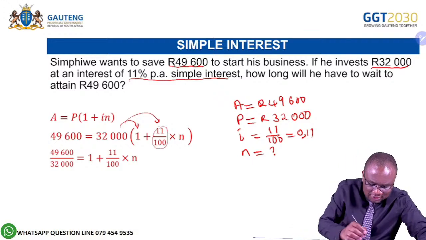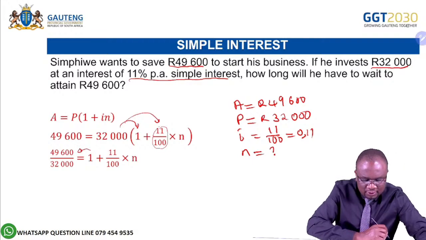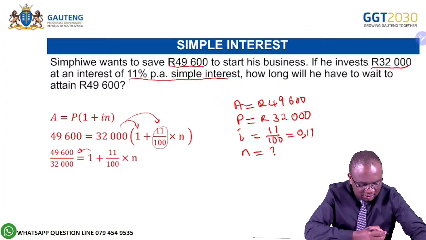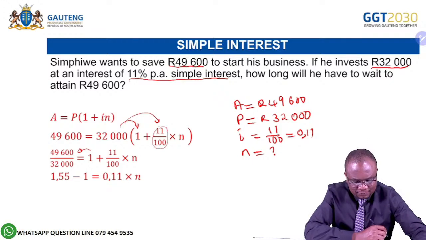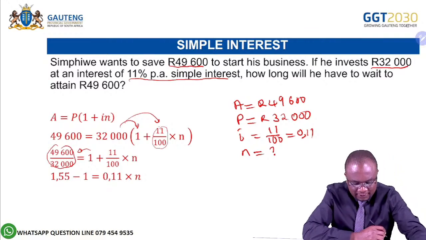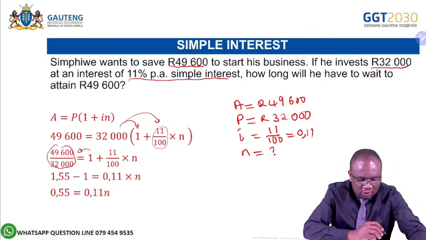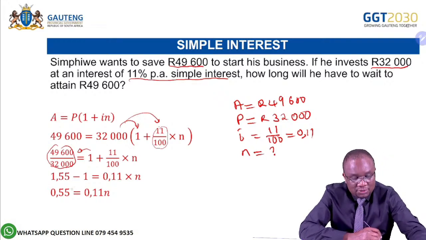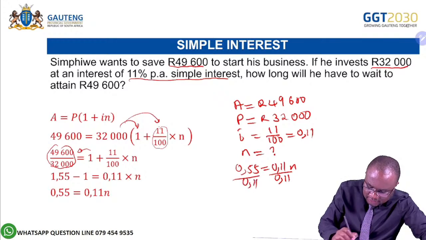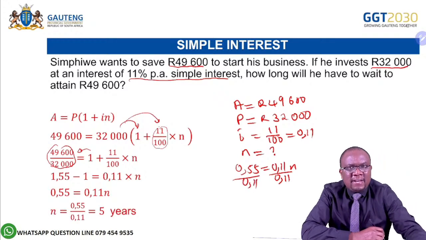And then what we do after that, we transpose the positive 1. It becomes 49,600 divided by 32,000 minus 1 is equal to 0.11n. Okay, you see that? So this is 1.55 minus 1. Okay, and then what do we do after that? 1.55 minus 1 is 0.55. And then what do we do to get n? Divide both sides by 0.11, isn't it? Okay, 0.55 is equal to 0.11 n. Divide by 0.11, divide by 0.11. And then we get that n is equal to 5 years.